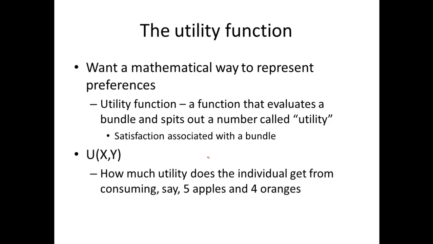Now that we've described just the amount of stuff that the person has, let's move toward describing the satisfaction associated with the bundle. And so for this, we'll use something called the utility function. What we're looking for here is a mathematical way to represent preferences. The utility function is a function that evaluates a bundle and then spits out a number that we call utility. You can just think of it as the satisfaction associated with the bundle. We'll denote the function u(x, y), and what it says is how much utility the individual gets from consuming some particular bundle, let's say 5 apples and 4 oranges.